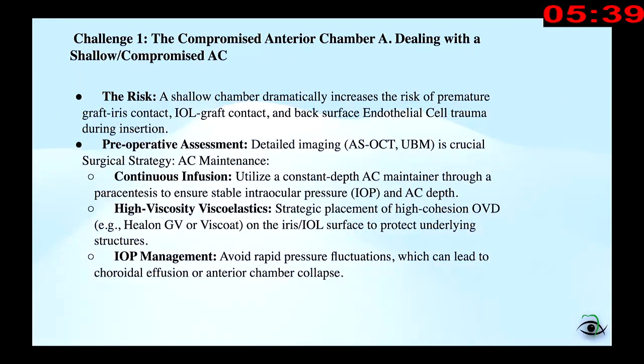So challenge one, compromised anterior chamber. Dealing with this, we need to be very careful. Preferably, OCT is done beforehand so that you can take care of the anterior chamber when you insert the graft. Keep it away from the IOL or away from the iris. You should not get it stuck onto this or touch it and lead on to endothelial damage. And preferably, we can have high viscosity viscoelastics or infusions. And we need to monitor IOP because the variation of the intraocular pressure would lead to touching of the graft tissue to the iris or the lens.